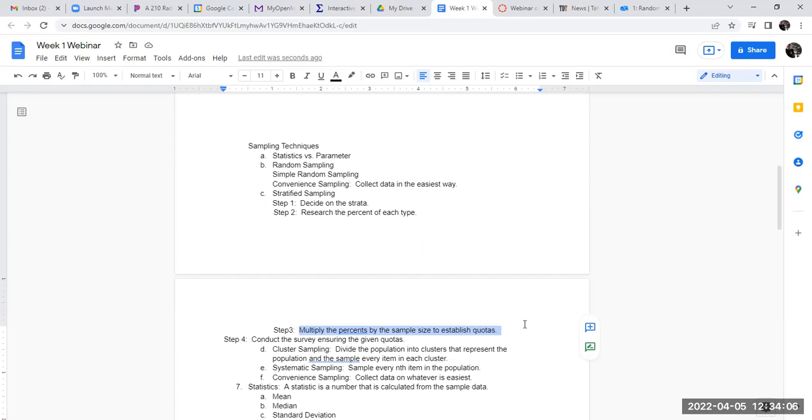Any questions on the idea of stratified sampling? Okay, step 4 is actually the hardest step. It doesn't look hard on paper, but surveying people takes a lot of work. Step 4 is you do the survey and you make sure that you get all the quotas set. Any questions at all on stratified sampling, the most important of all of them, because it's used the most?